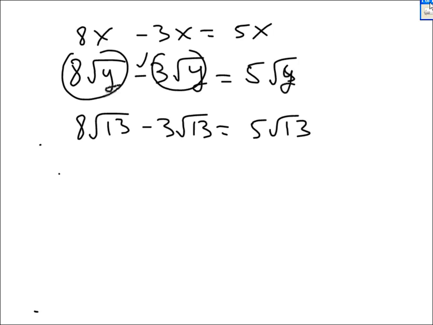Now, what if you have the square root of 98, and you want to take away the square root of 72? So we need to break these up. We need to simplify these. We need to write it as something like 8 times the square root of 13.